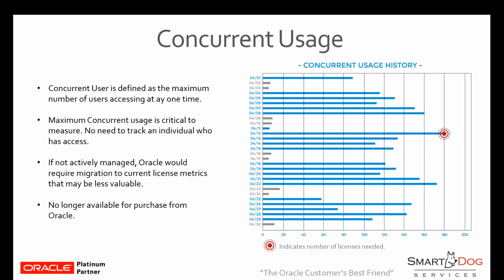If it's not actively managed, Oracle would require migration to current license metrics that may be less valuable, right? As I mentioned earlier, we might have different work shifts and things like that, and the concurrent user metric might be absolutely favorable to us, and Oracle may require us to migrate off of that if we're not proactively managing our concurrent usage. Again, this license metric is no longer available. It stopped when the new component and professional suites licenses came about.